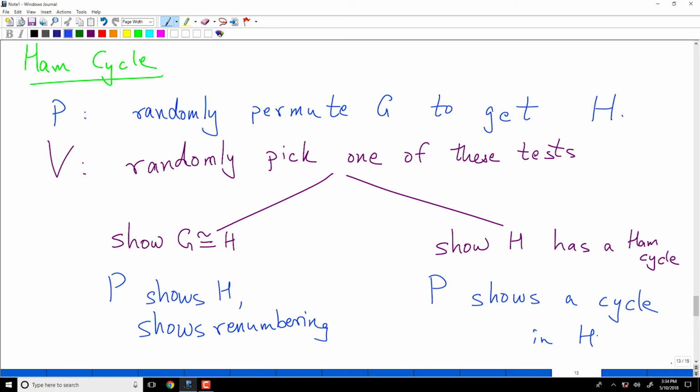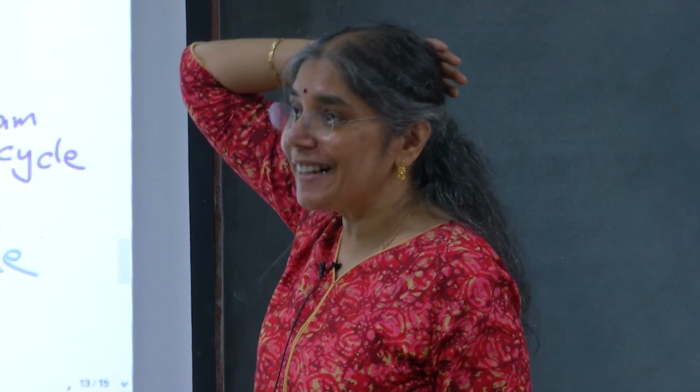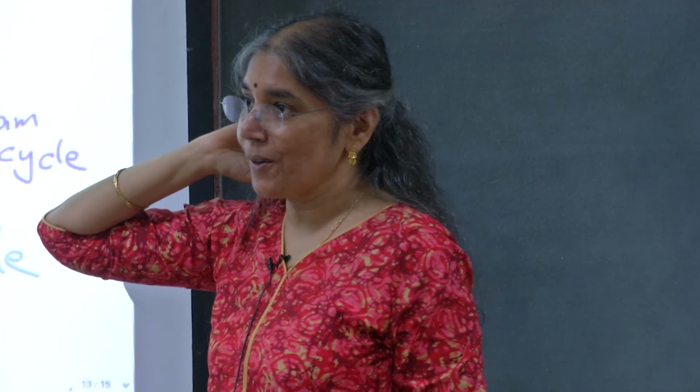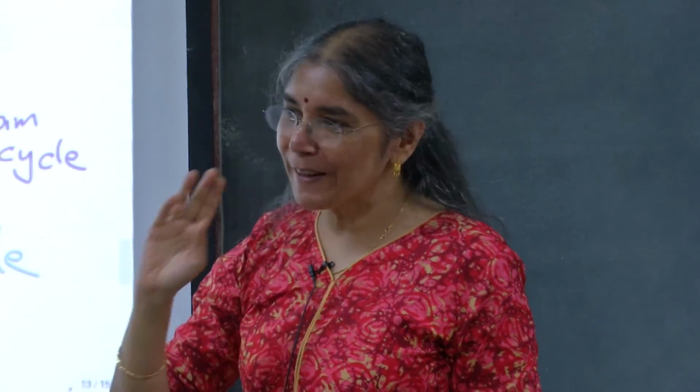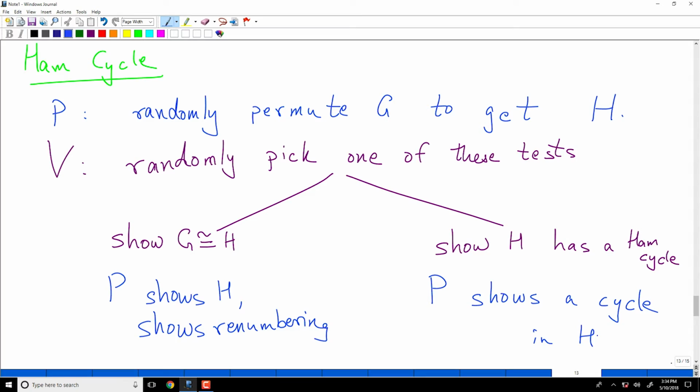But suppose the graph does not have a Hamilton cycle at all. The prover has to choose an H. The prover does not know a priori which test the verifier is going to ask for. So the prover may say, I think that the verifier will ask me for the isomorphism test, so I'll give an H which is indeed a random permutation of G, and then with the prover's luck the verifier says, show me the Hamilton cycle. But if H was indeed a permutation of G, H also will not have a cycle.